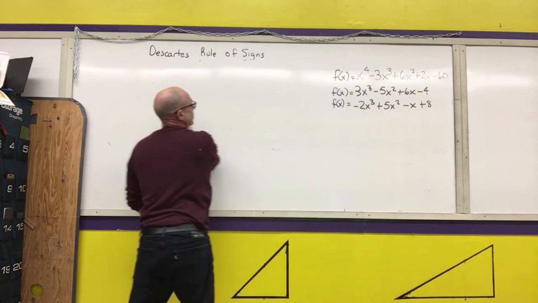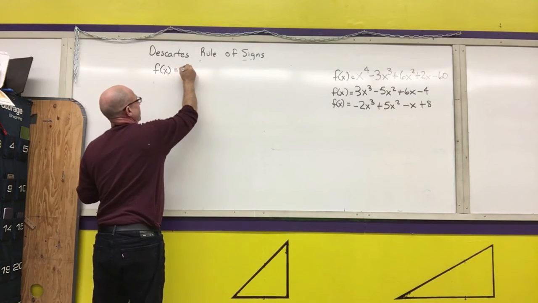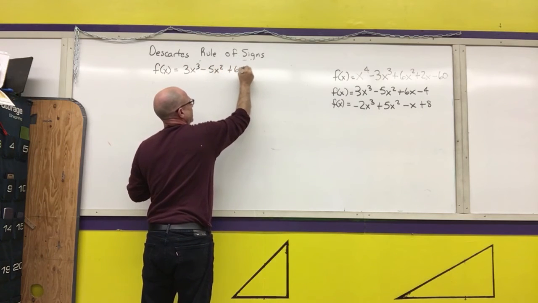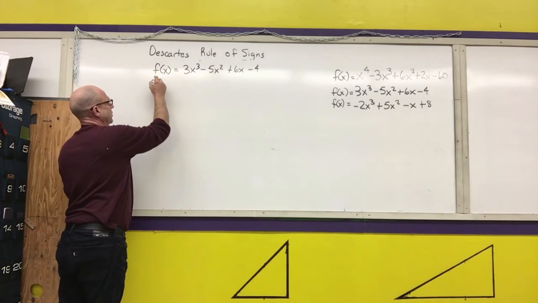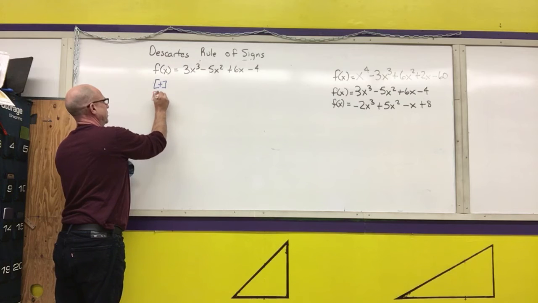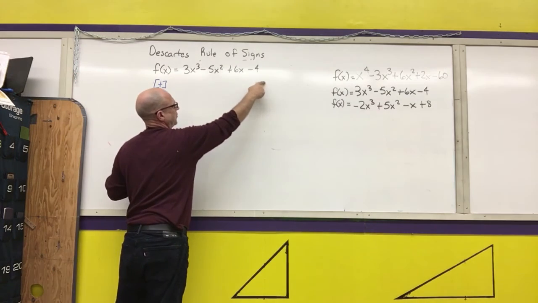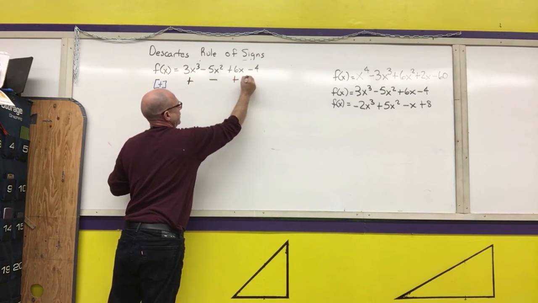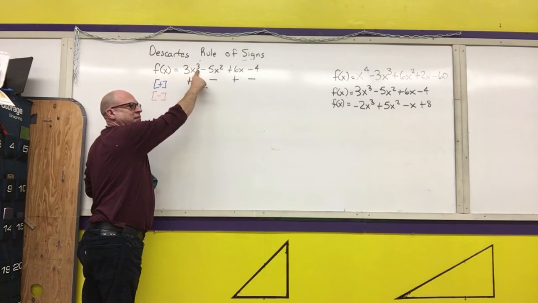My next example is f of x is equal to 3x cubed minus 5x squared plus 6x minus 4. And I'm going to show you how I do the Descartes' rule of signs. What I'm going to do is make 2 rows. One for positive and one for negative. The first thing I do is I write down the sign of the coefficients as they are written down. Positive, negative, positive, negative. And then for the negative one, I change the sign where x has an odd power.